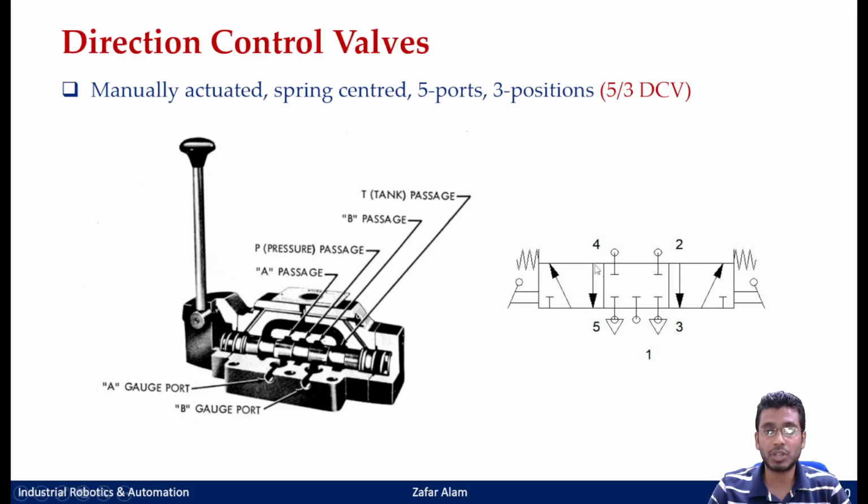So in this, if you count, there are 5 ports and there are 3 positions. So this is a 5 by 3 DCV. But if you give the exact definition of the DCV, then you have to say this is a 5 by 3 manually actuated spring centered direction control valve.